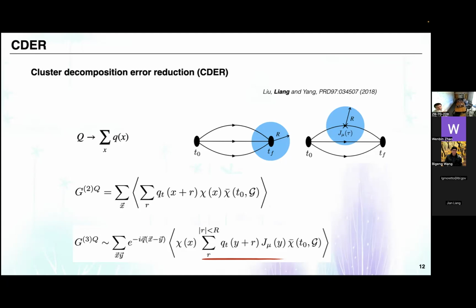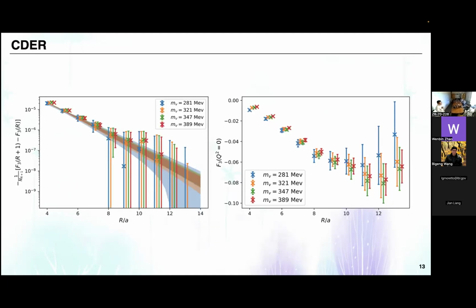So for example, when we calculate the two-point function with this topological charge, we bind the topological charge to the sink of the two-point function, and we can have a cut here. And for the three-point function case, we bind the topological charge with the current at the center. Of course, this may result in some systematic uncertainty.